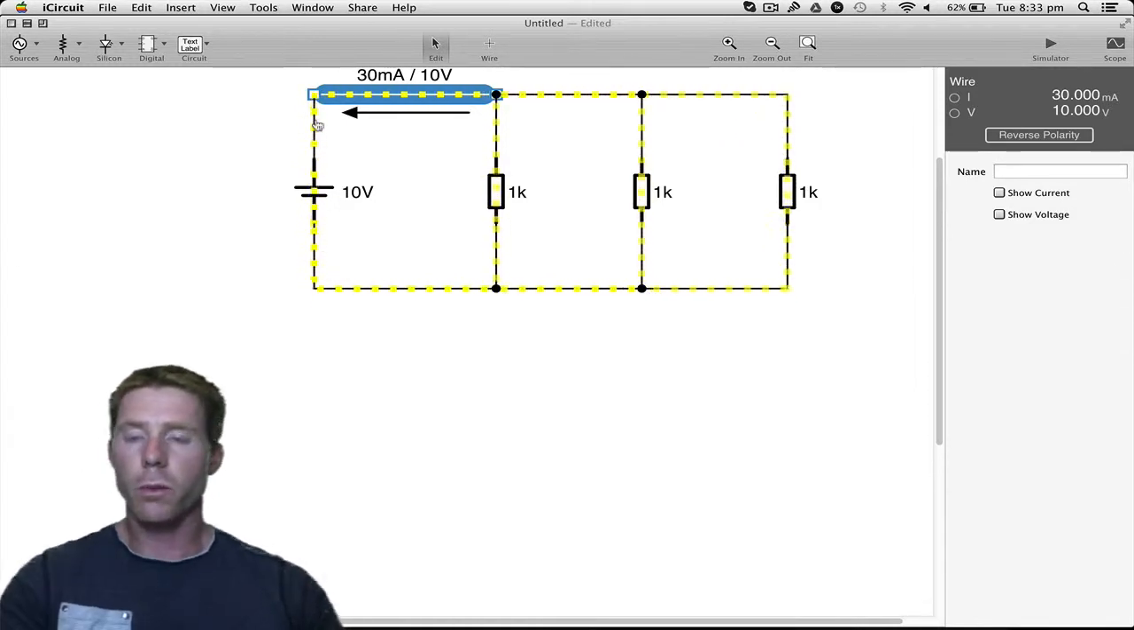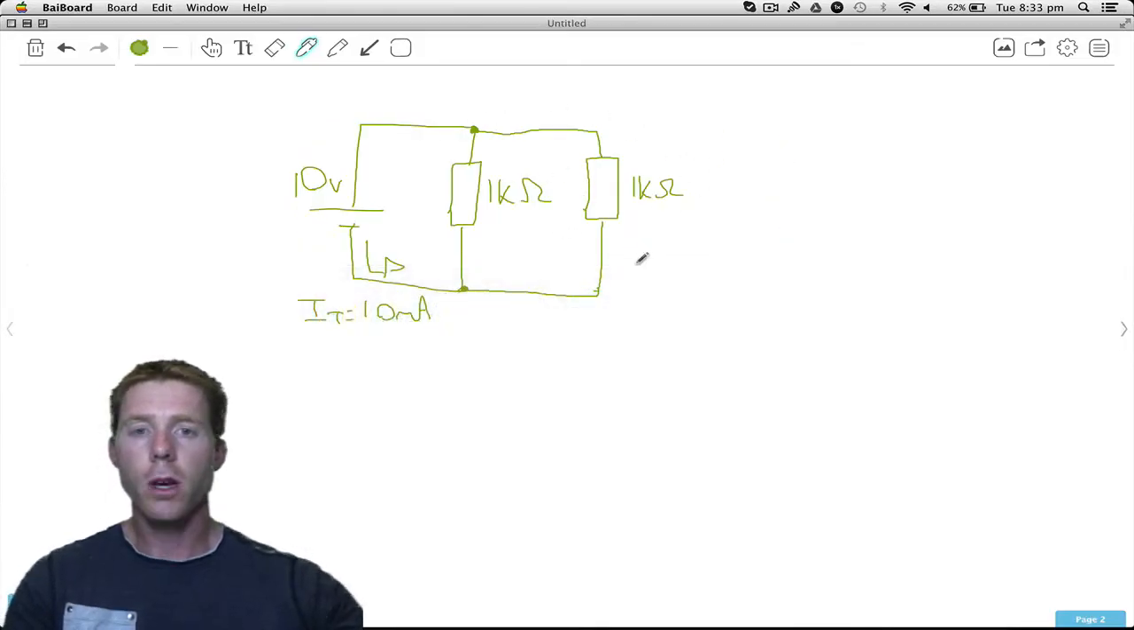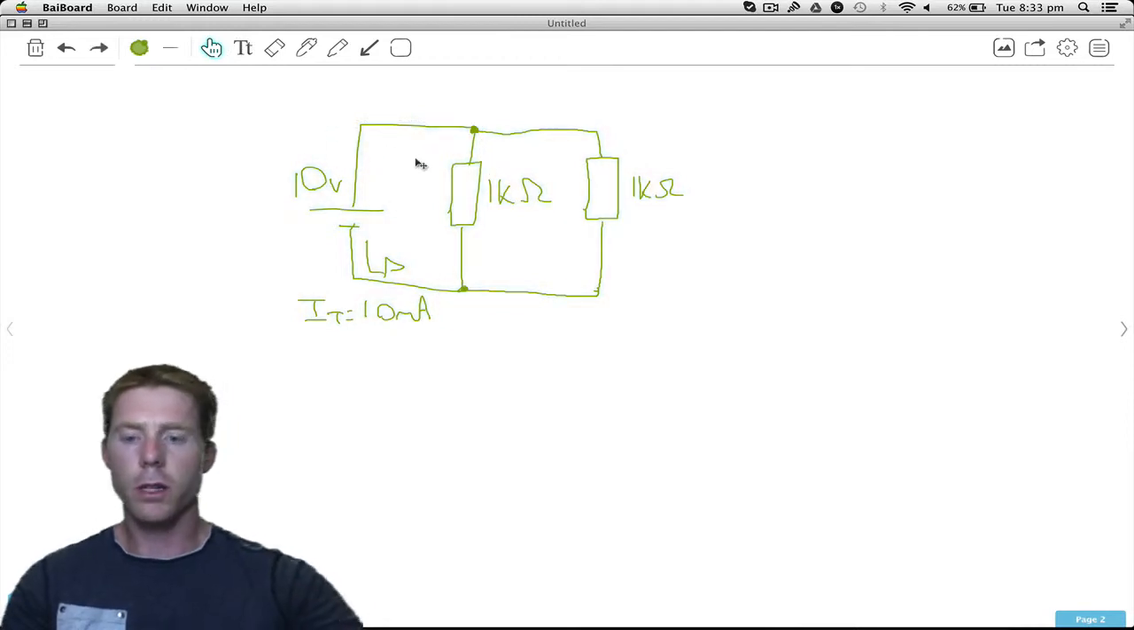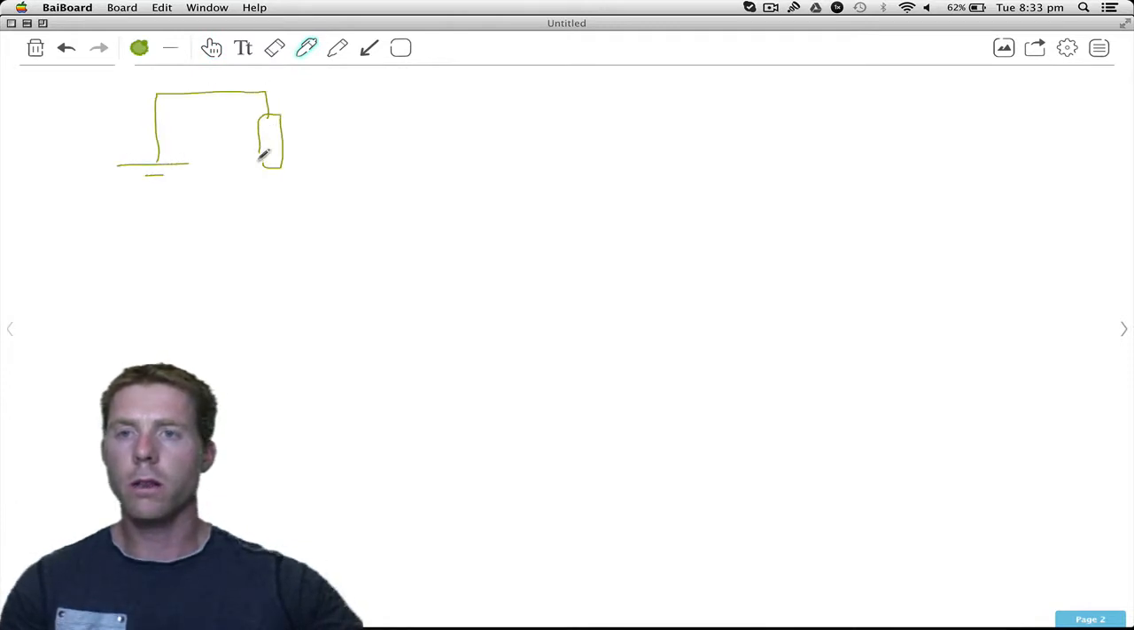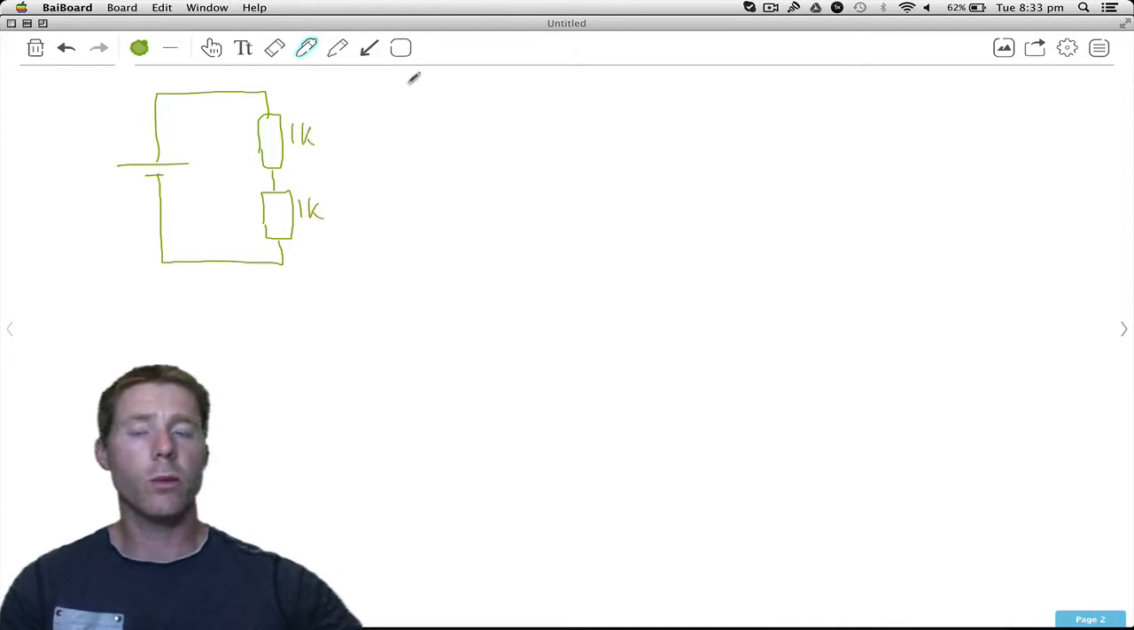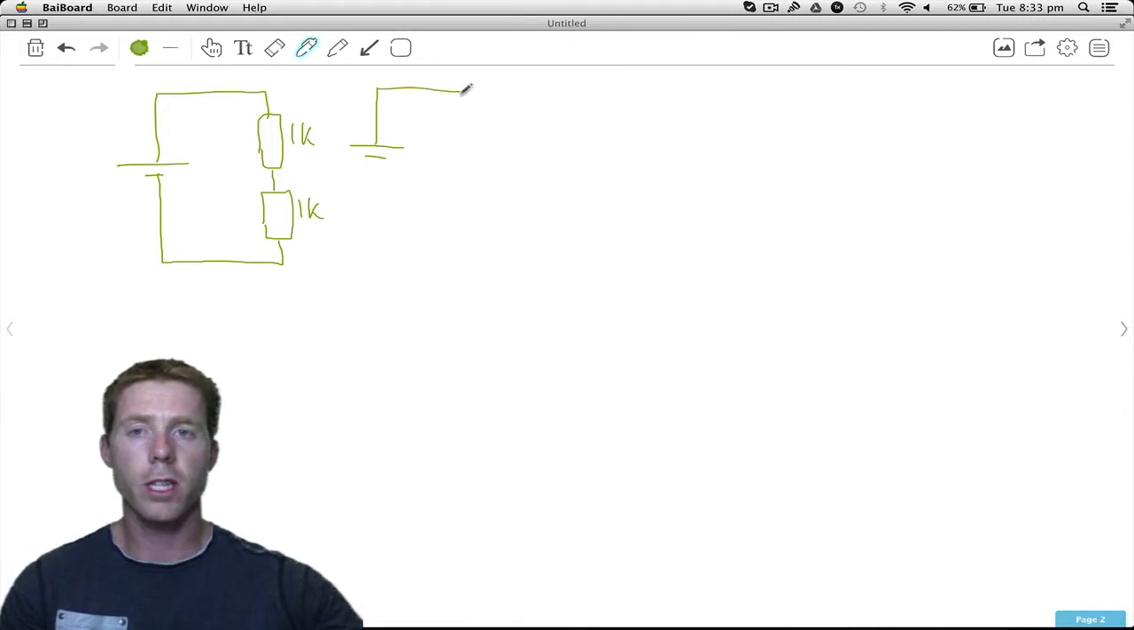So if we were to replace, I'm just going to go back here for a second. So here's my series circuit again. There we go, 1 and 2. 1K there, 1K there. If we were to replace that with a single resistor and still have the same amount of total resistance, it would be 2K.